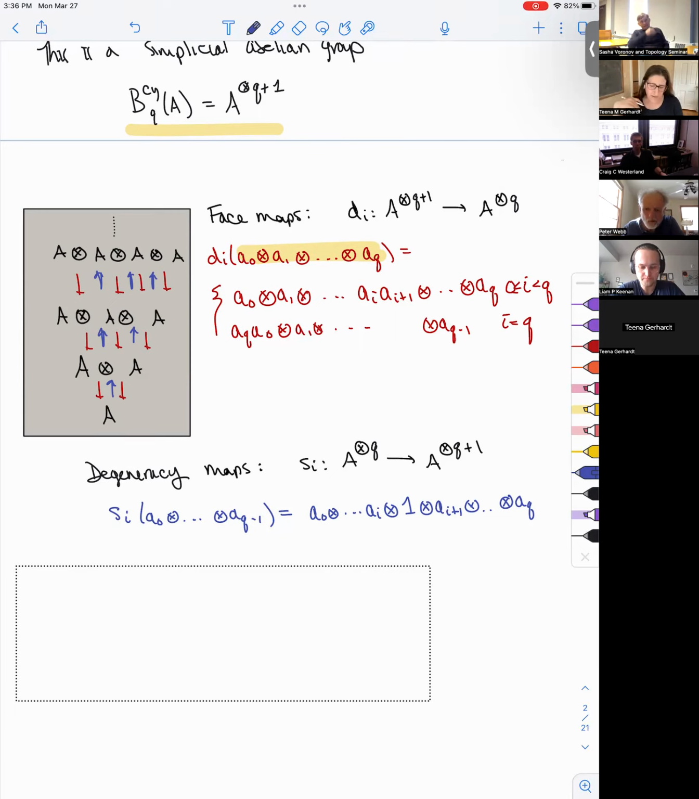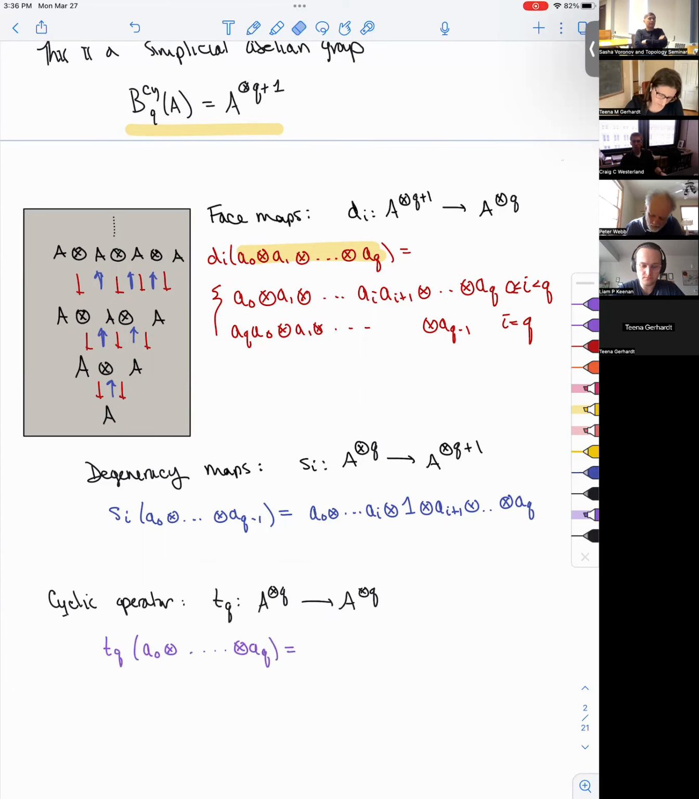Interestingly, there's some additional structure in this simplicial object as well. We also have what I'll call a cyclic operator. This one is an operator within each level. It takes q plus 1 copies of A to q plus 1 copies of A, on the qth level. What it does is take the last coordinate and wrap it around to the front.